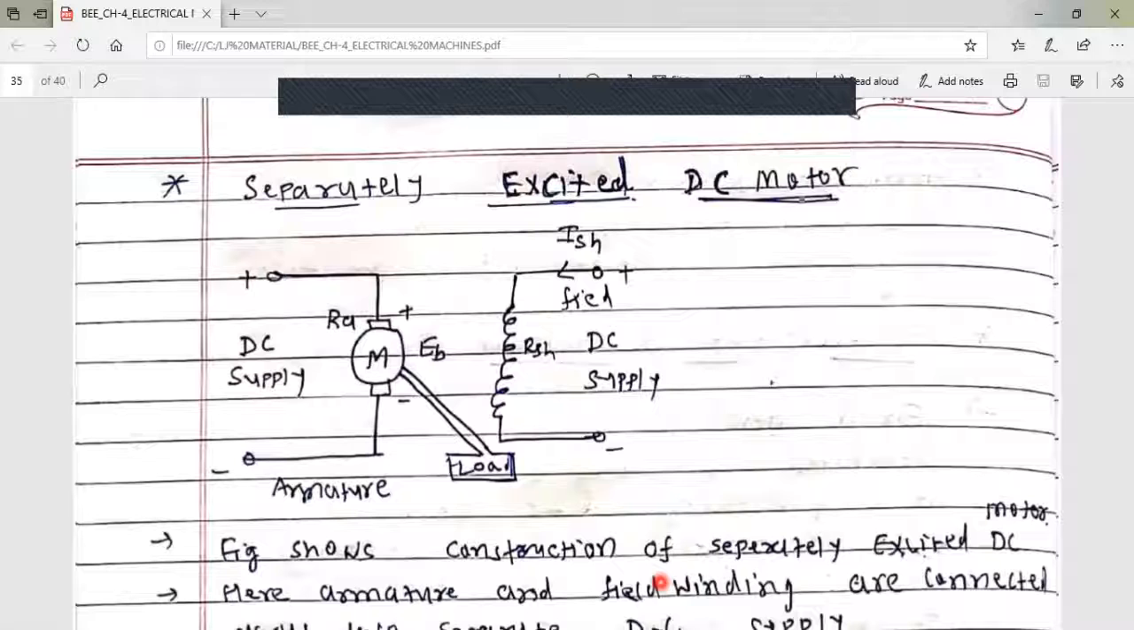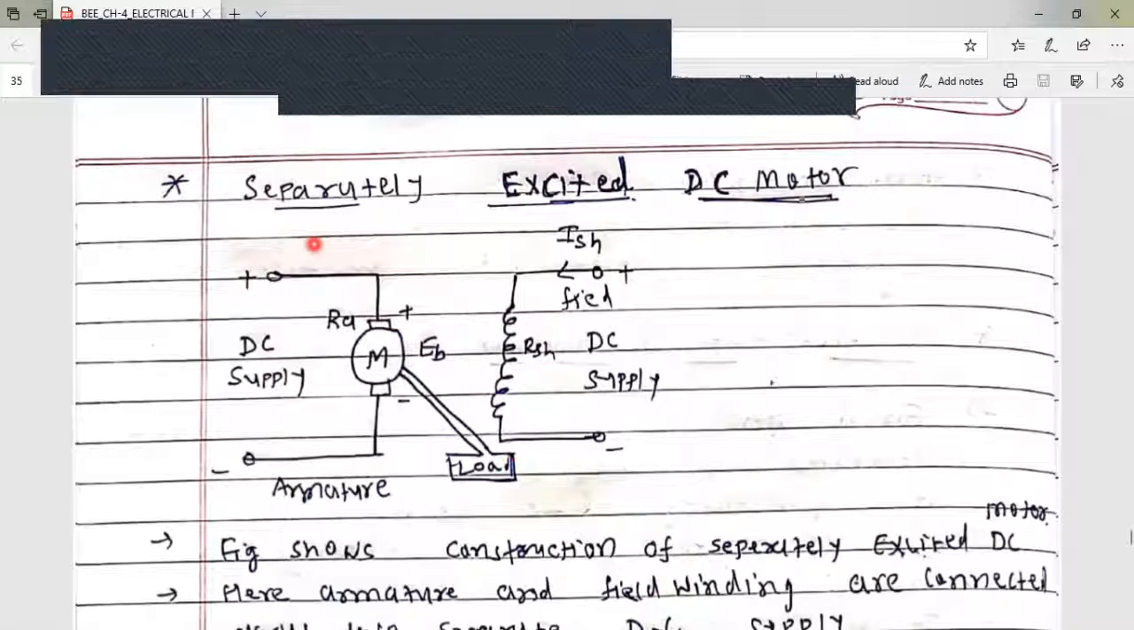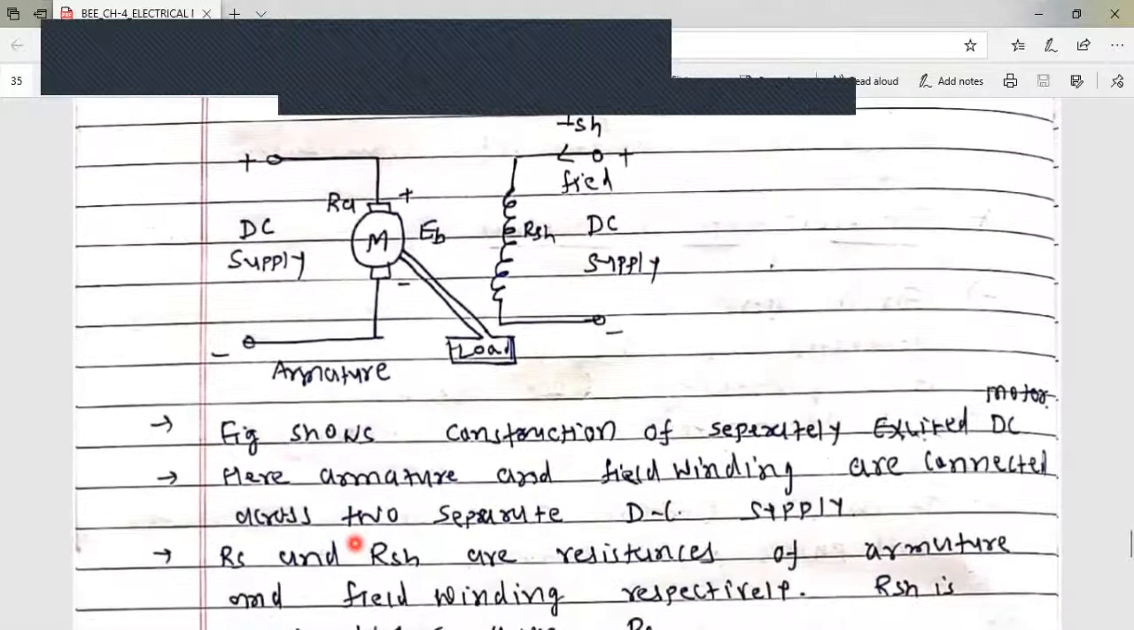Now we will see the types. Separately excited DC motor. DC supply is given to this. This is the armature and this is the field winding. In the construction, the armature and field winding are connected across two separate DC supplies. RA and RSH are the resistances of armature winding and field winding respectively. RSH is the resistance of the field winding, and RA is the resistance of the armature.